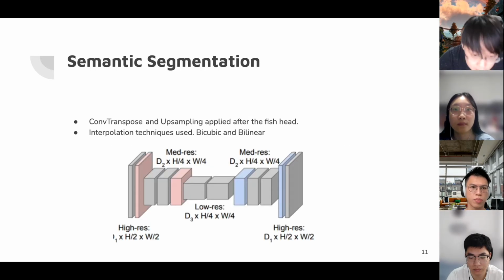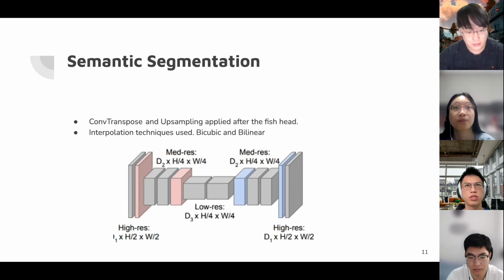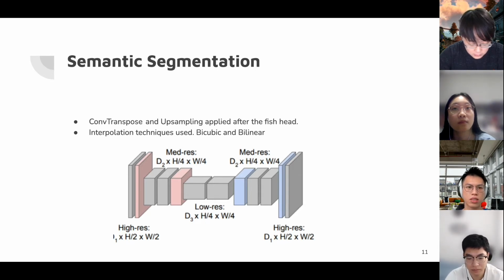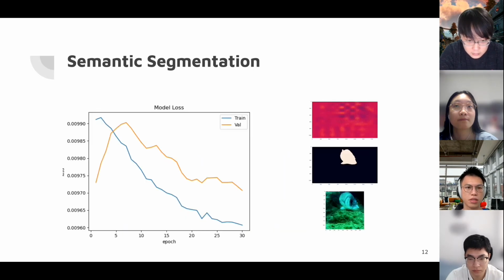So next, we did semantic segmentation using the DeepFish dataset. Out of the box, FishNet 150 is unable to do such a task, but instead we have to add several upsampling and transpose layers to match the label mask. So interpolation techniques such as bicubic and bilinear were used to upscale the output to match the label mask. The model was able to learn to a very low level of loss.